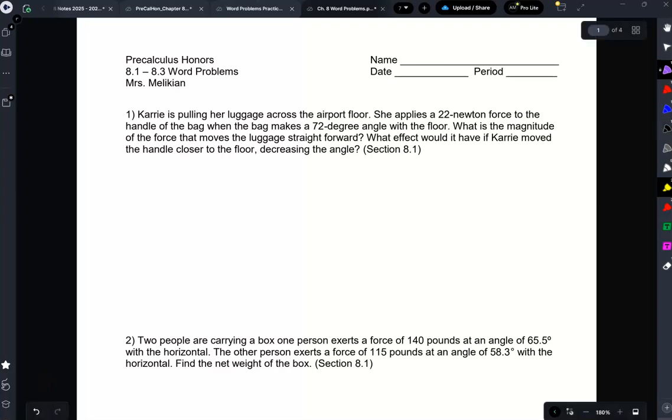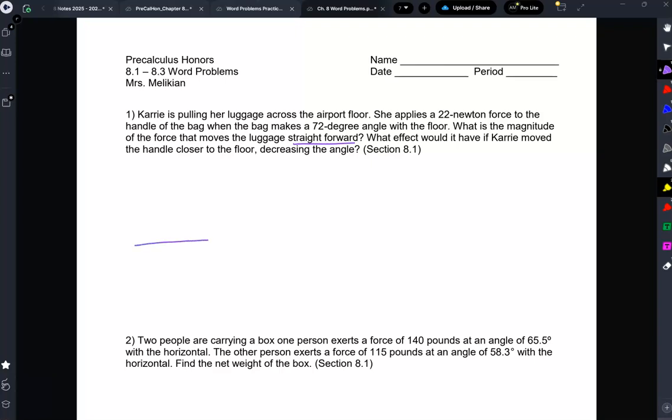Hi, okay, so these word problems are from chapter 8. So the first one: Carrie is pulling her luggage across the airport floor. She applies 22 newtons of force with an angle of 72 degrees with the floor. What is the magnitude of the force that moves the luggage straight forward?